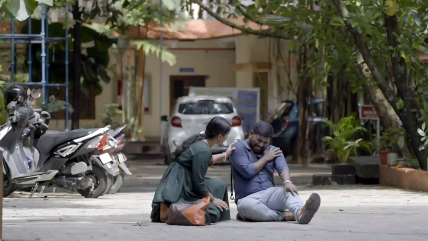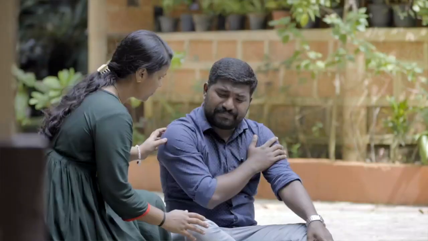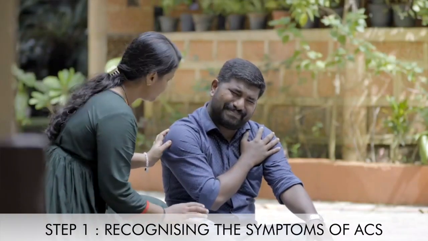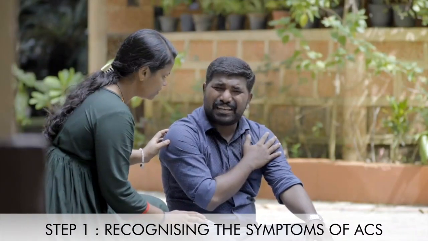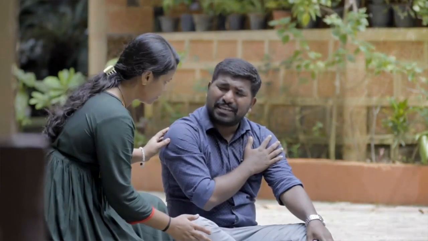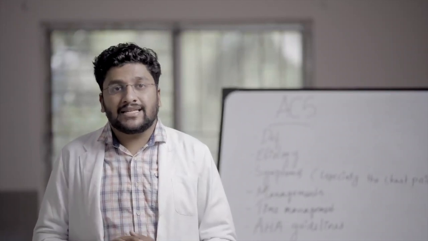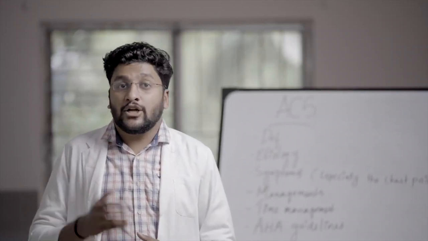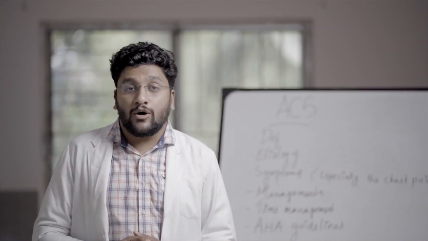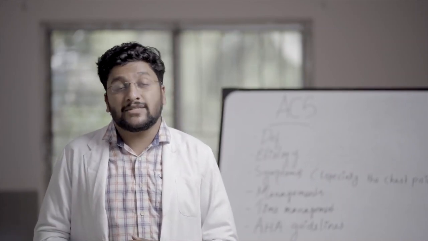The ACS chain of survival includes step 1, recognizing the symptoms of ACS. The most common symptom of acute coronary syndrome is centrally located chest pain, often spreading to the shoulders, neck, one or both arms, and jaw. Lightheadedness, dizziness, sweating, fainting, nausea, or vomiting can also be manifested in ACS patients.